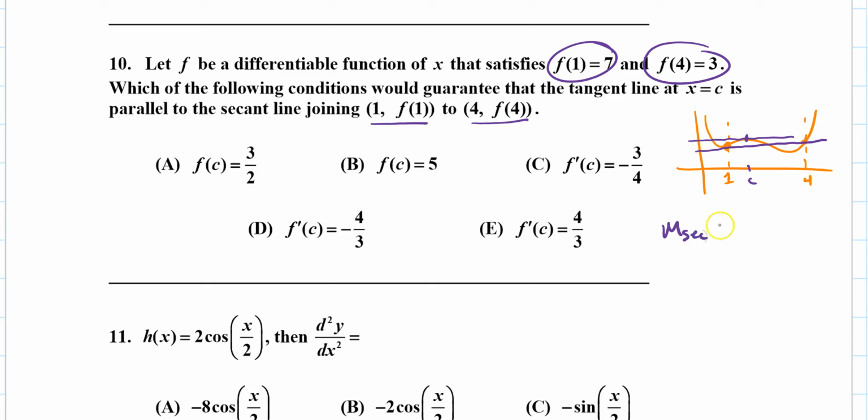The slope of the secant is equal to 3 take away 7 over 4 take away 1. I just did y2 minus y1 over x2 minus x1. I get negative 4 over 3. So the slope of my secant is negative 4/3. So that means that to guarantee that there's some c in between, because it's differentiable, I need my derivative at c to be equal to negative 4/3. That's just an application of the mean value theorem.